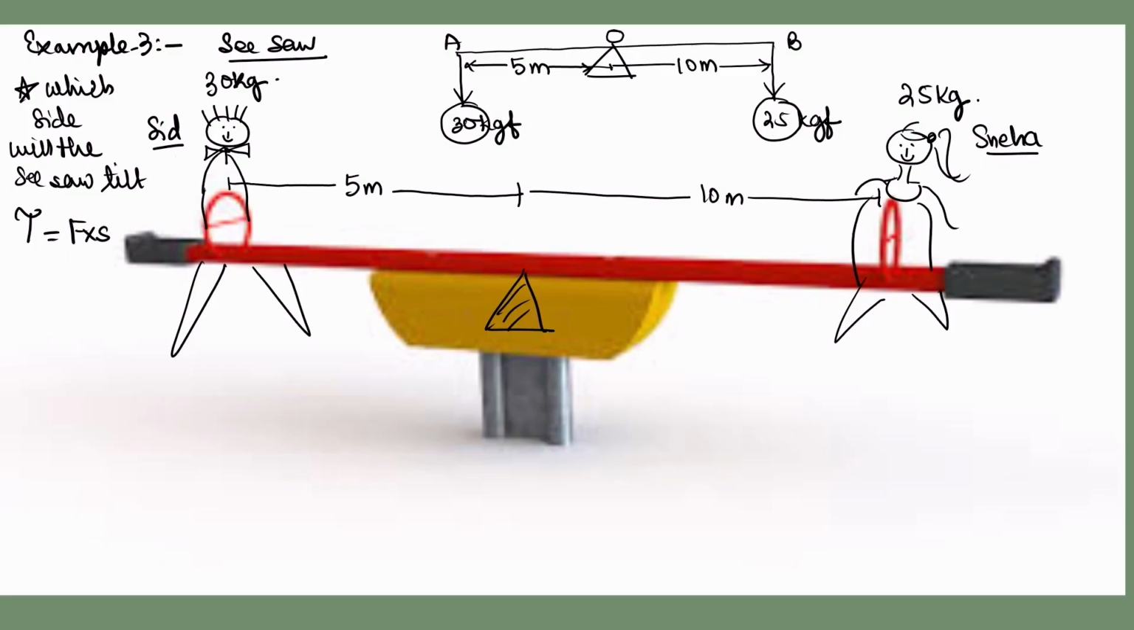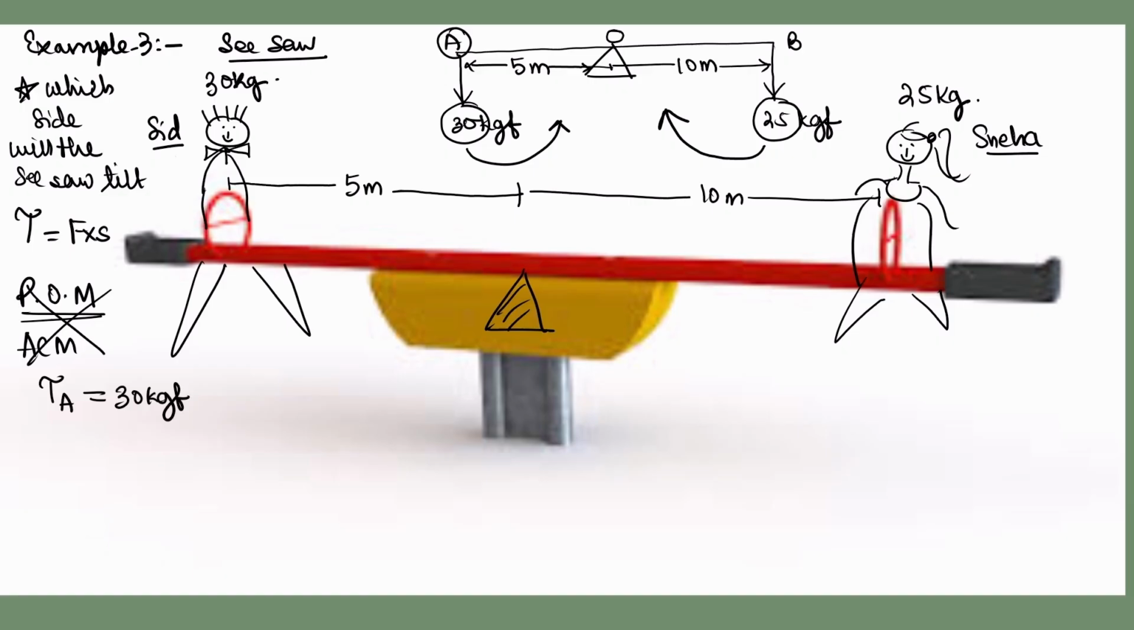Let us see. Sid is going to go counterclockwise. And what about Sneha? Sneha is also going to move towards the pivot, so she is going to go clockwise. Let us calculate separately what is going to be my clockwise moment and what is going to be my anticlockwise moment. So torque due to A, this is Sid, is going to be force of A, 30 kgf, into what is the distance? 5 meter. Now this is anticlockwise, so torque due to A is going to be 150 kgf meter. Please write the direction. It is going to be anticlockwise.